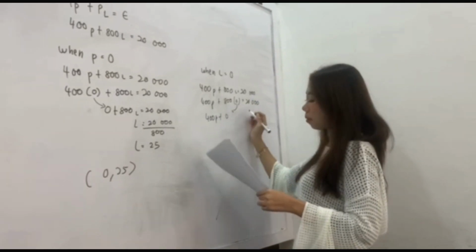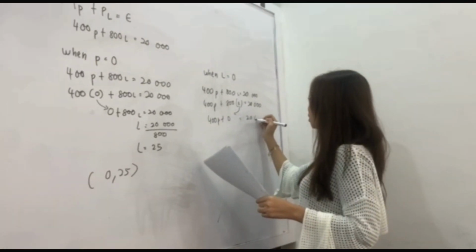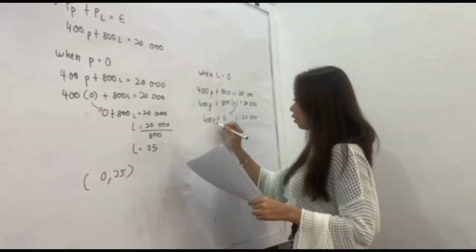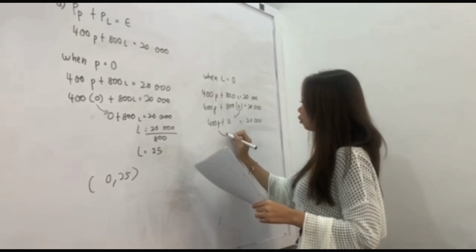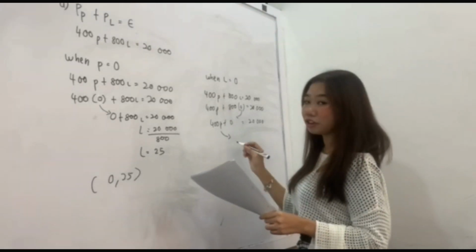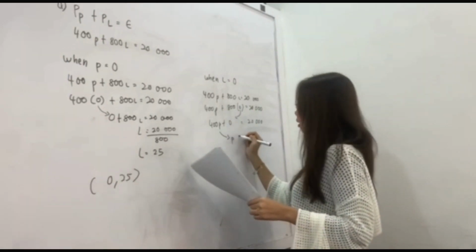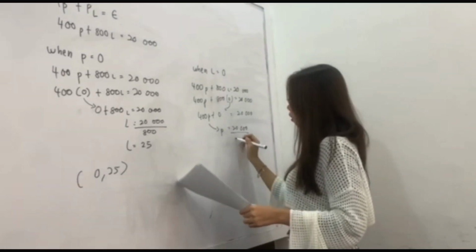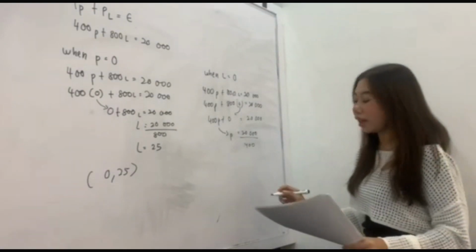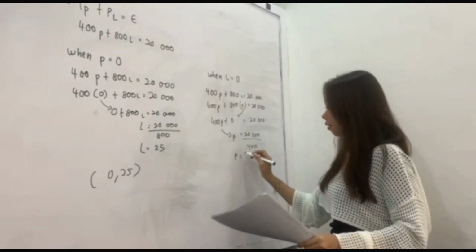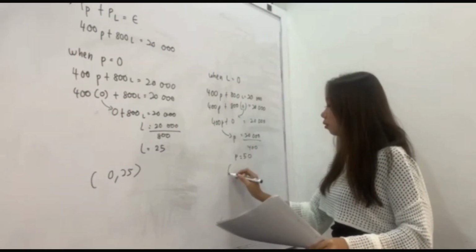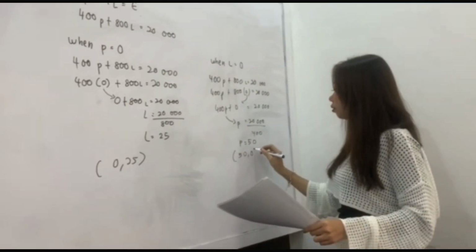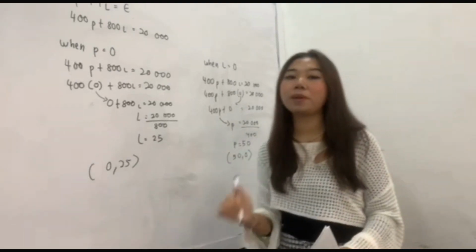We bring the 0 down to the bottom. So we get 20,000. So P we bring down, no need to put 400, just P. P we get 20,000 divided by 400. So we get P equals 50. So in the bracket you put 50, 0. So that's done for the first part.